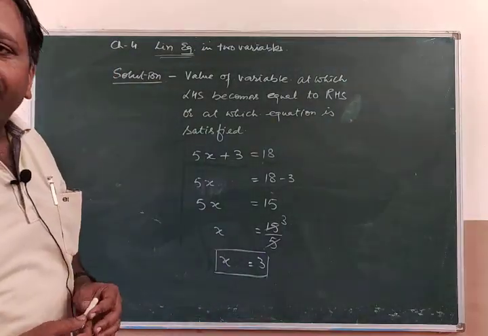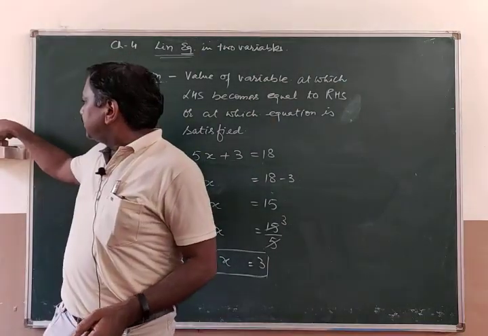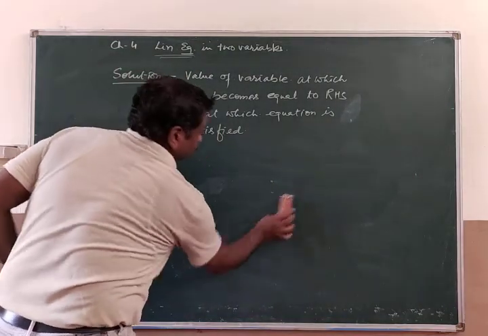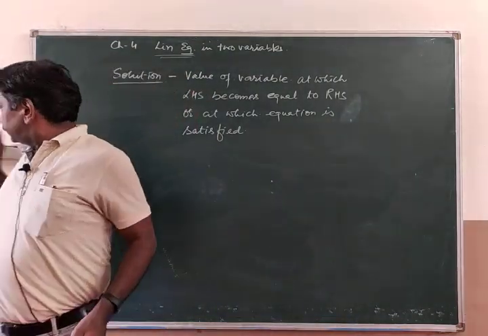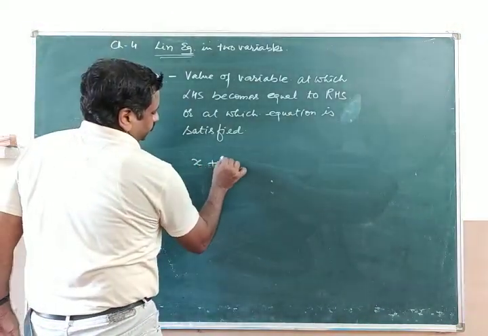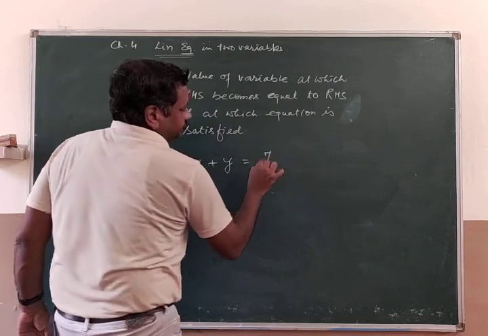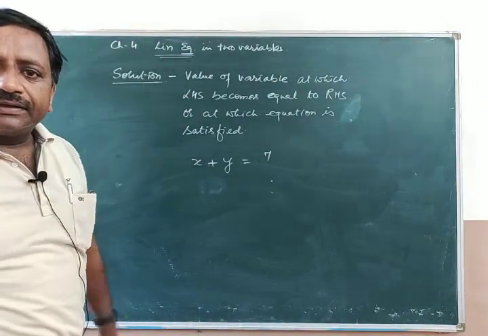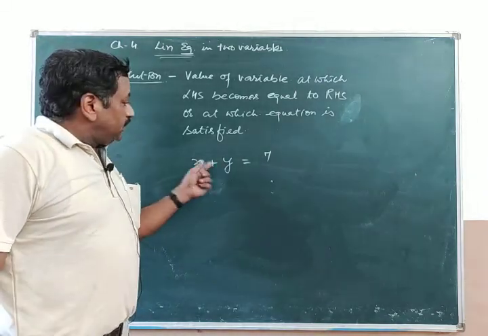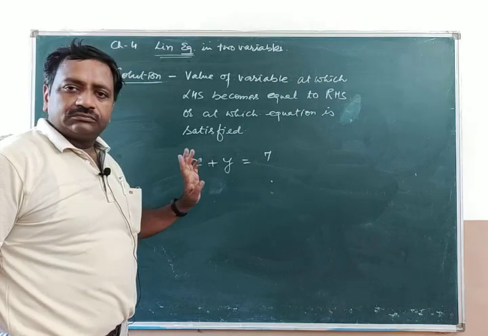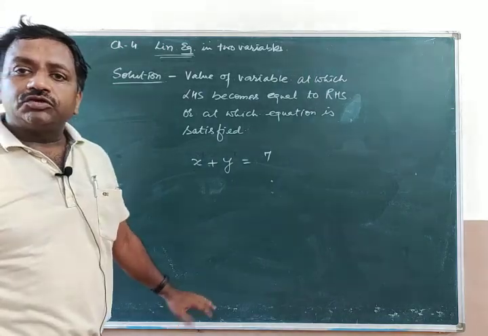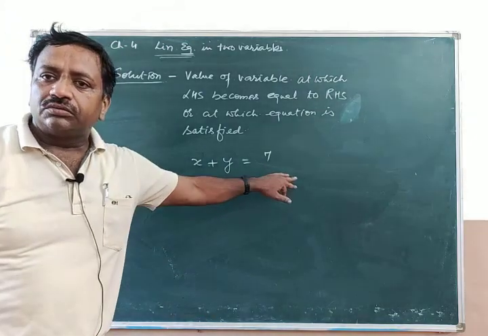We will take an example of two variables also. For example, x plus y is equal to 7. Now this is a two variable linear equation, highest power is 1. There are many values which can make the left hand side equal to right hand side.